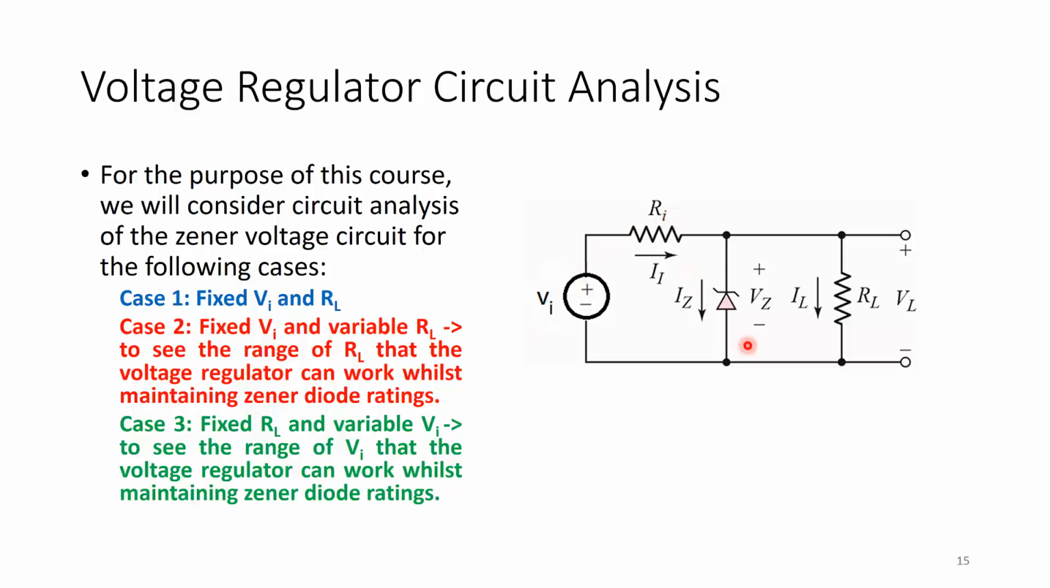Case 3: as mentioned earlier, we want the voltage across RL to tolerate changes in the input supply and the input voltage. So we would like to know the range of Vin, from Vin minimum to Vin maximum, when the values Rin, RL, and Vz are all set, while maintaining Zener diode ratings.